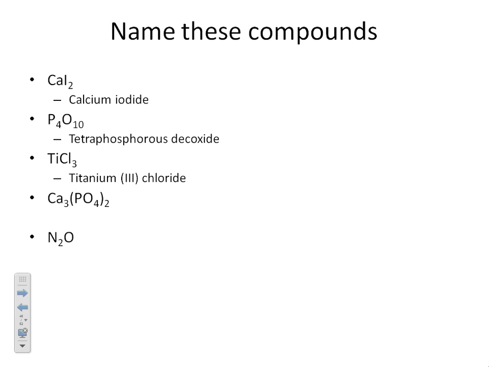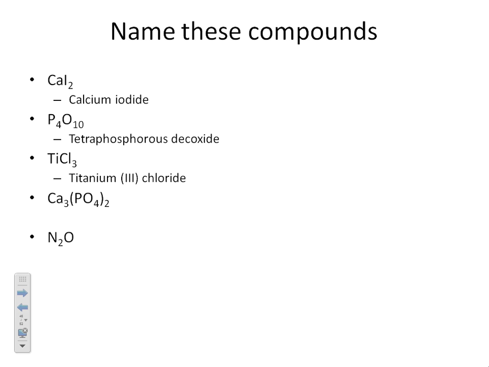Hopefully you found it. PO4, that's called phosphate. It's not called phosphorus tetroxide. No, it isn't. It's called phosphate. So we have Ca, that's calcium, and PO4, that's phosphate.